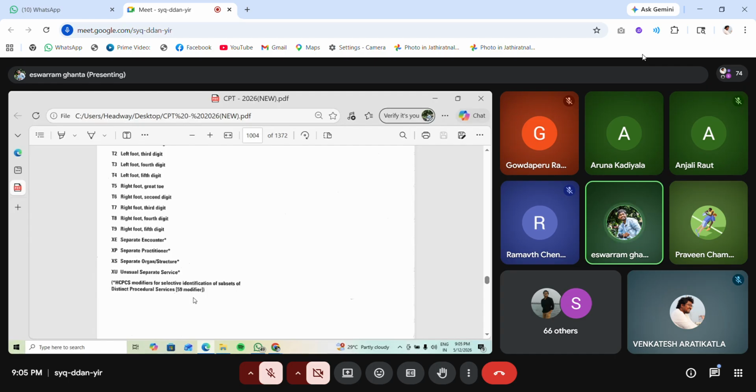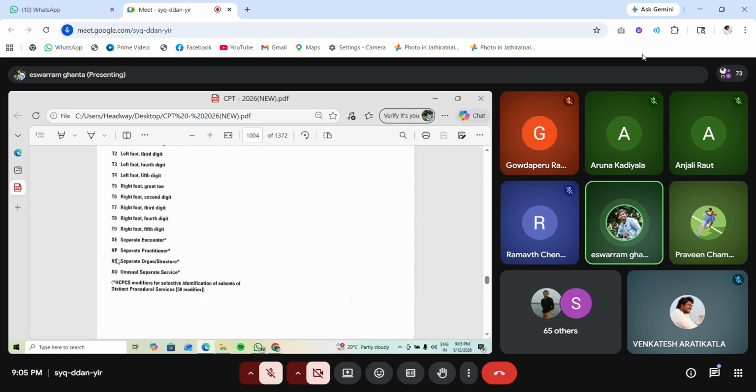Okay, just see the XE modifier. Coming to the XE, these are all the HCPCS modifiers only. Okay, these are called the subset modifiers of the 59. 59 subset modifiers, అంటారు అన్నమాట ఇట్లా. XE.